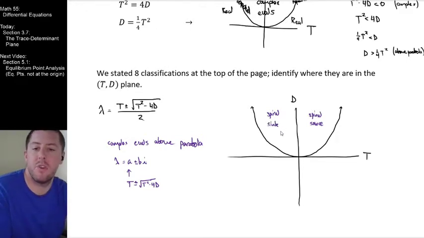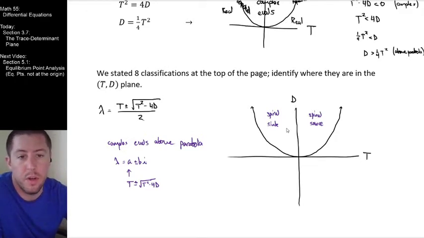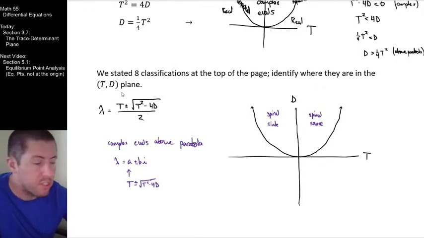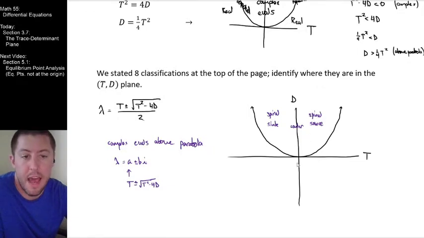And finally, what's the transition between spiral source and spiral sink? We should notice that if our trace is equal to 0 here, then we get 0 for our real component, which says don't do any growth or decay, just do the rotation. And so we're going to get a center if we are on the axis right here with t being equal to 0, right?